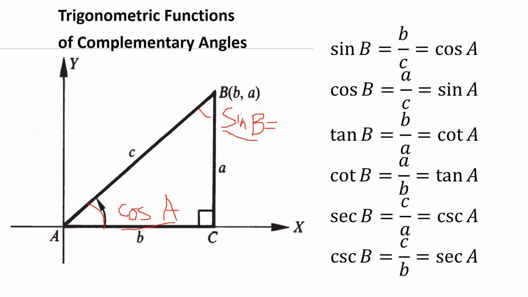So the remaining angles: cosine of angle B is equal to the sine of angle A, tangent of angle B is equal to the cotangent of angle A, cotangent of angle B is equal to the tangent of angle A, secant of angle B is equal to the cosecant of angle A, and the cosecant of angle B is equal to the secant of angle A.